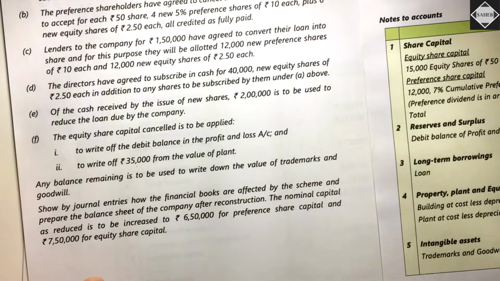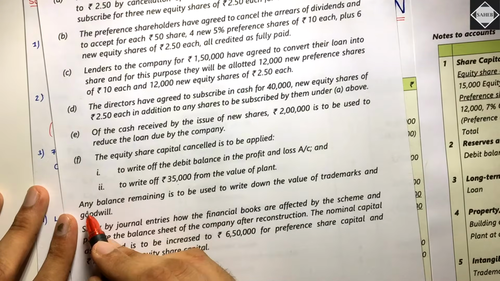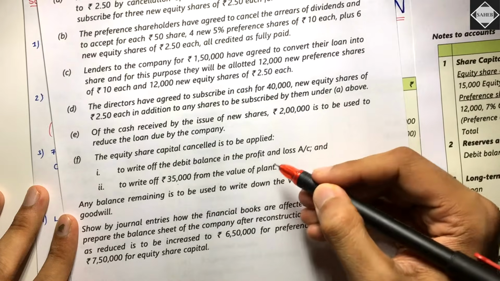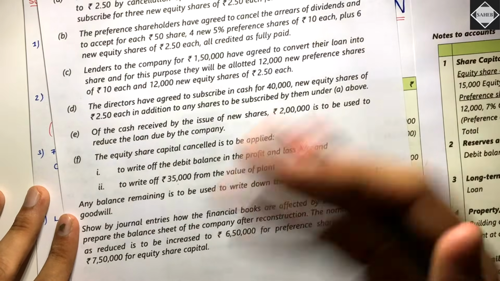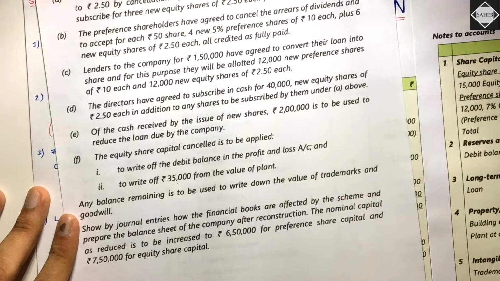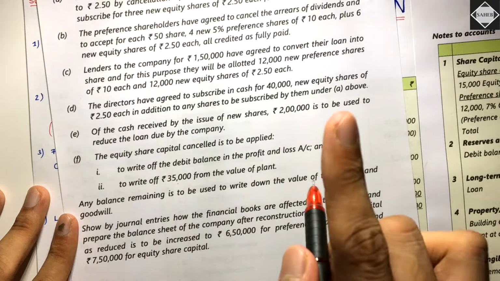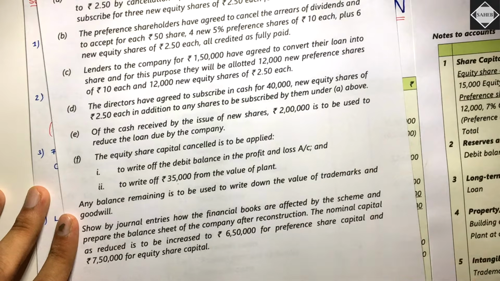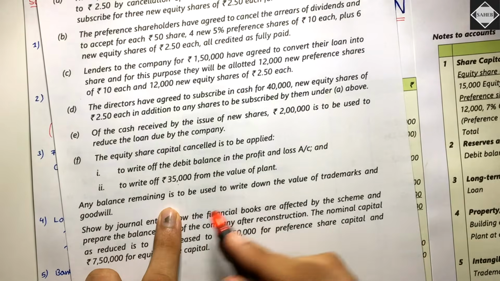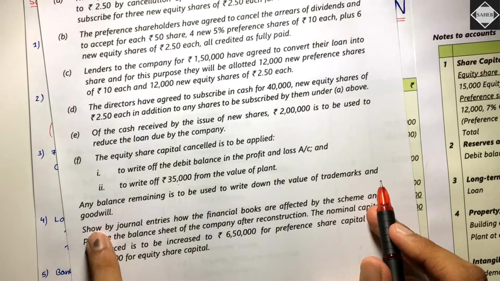And then see what else they are saying. This is a new thing. They are saying that any balance remaining after doing these two things, that is writing off completely the debit balance of profit and loss and writing off the plant by 35,000, if there is any balance left in capital reduction account, then it is to be used to write down the value of trademarks and goodwill.